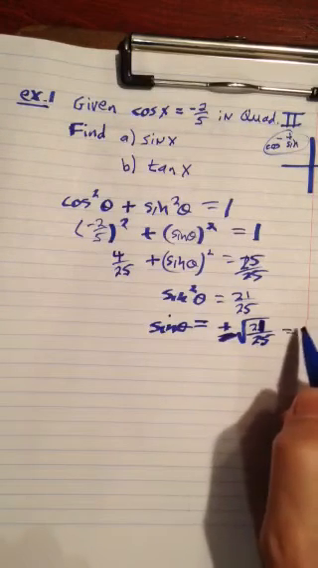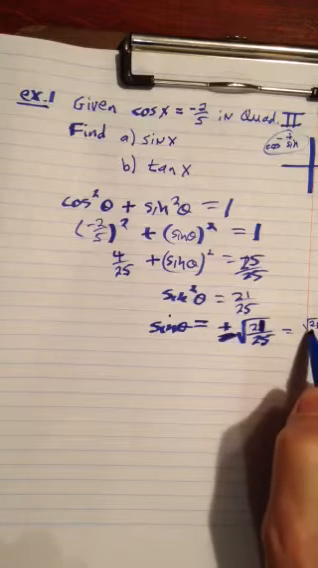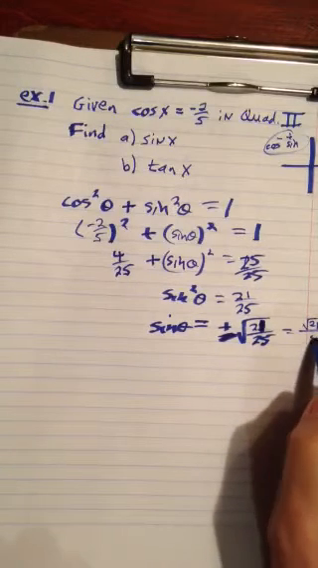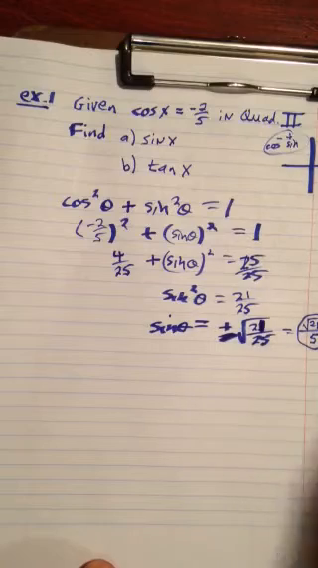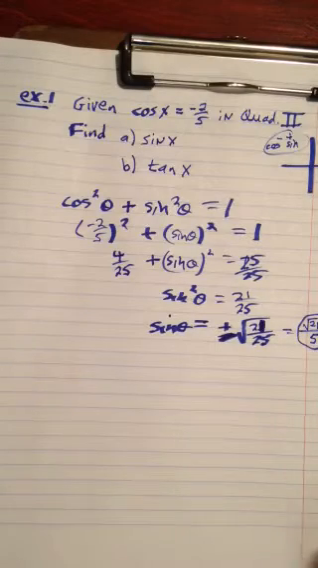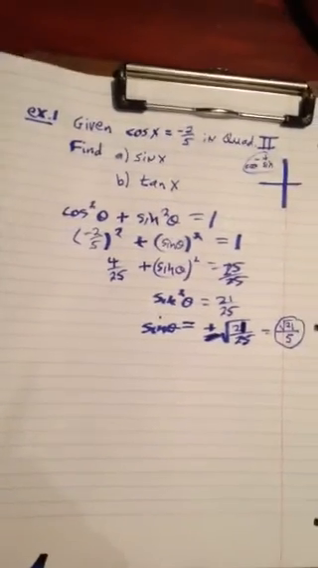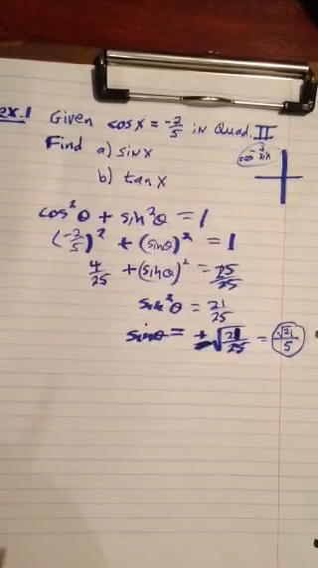All right, and then this is the same thing as square root of 21 over square root of 25, which is 5, end of story. All right, I don't know if y'all can see that a little bit better there.